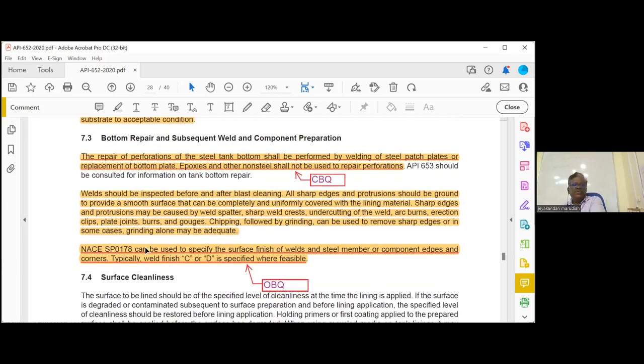Then NACE SP 178 can be used to specify the surface finish of the welds and the steel components. Typically, weld finish as per SP 17C and D is specified where feasible. That is open book question.